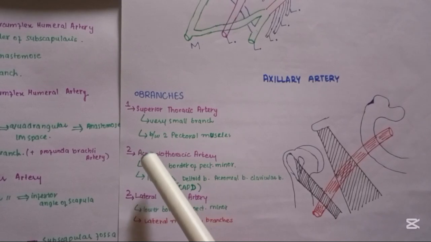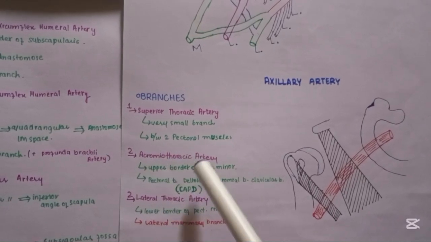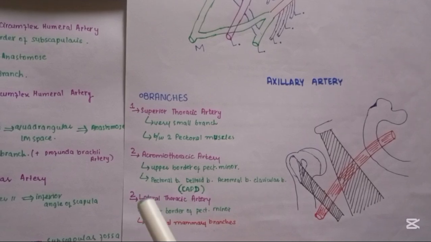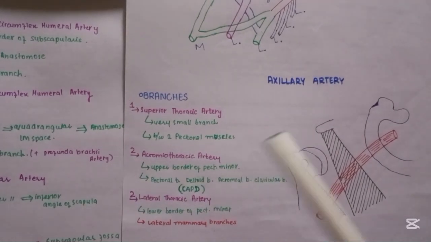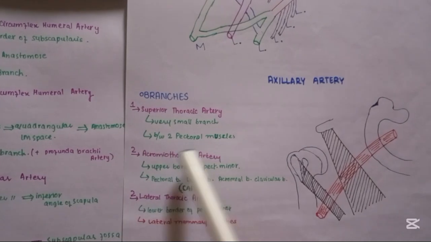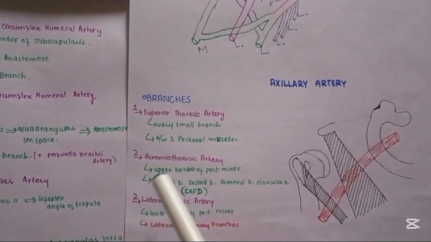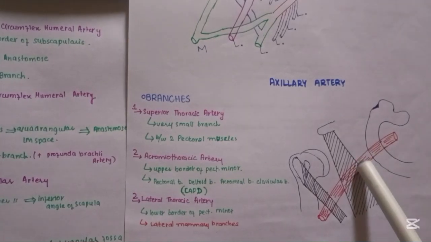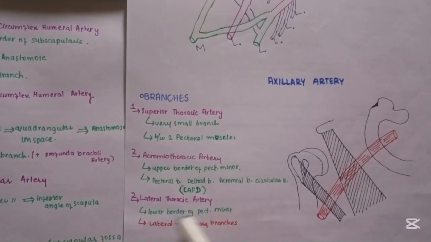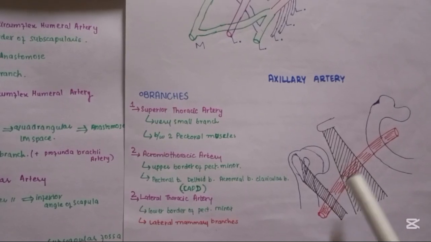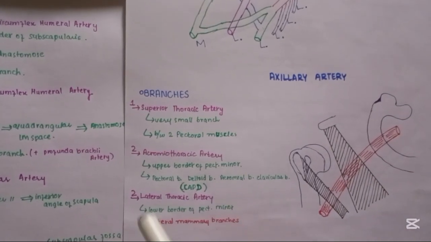So the next, acromiothoracic artery is a branch from the second part, and lateral thoracic artery is also a branch from the second part, but the difference between their origin is that the acromiothoracic artery arises from the upper border of pectoralis minor muscle, and the lateral thoracic artery arises from the lower border of pectoralis minor muscle.